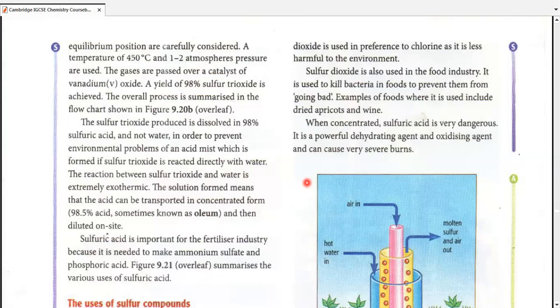Instead of reacting sulfur dioxide with water, as written in the first line, they reacted sulfur dioxide with sulfuric acid in order to form sulfuric acid. Now, this thing seems a little bit confusing to the students.